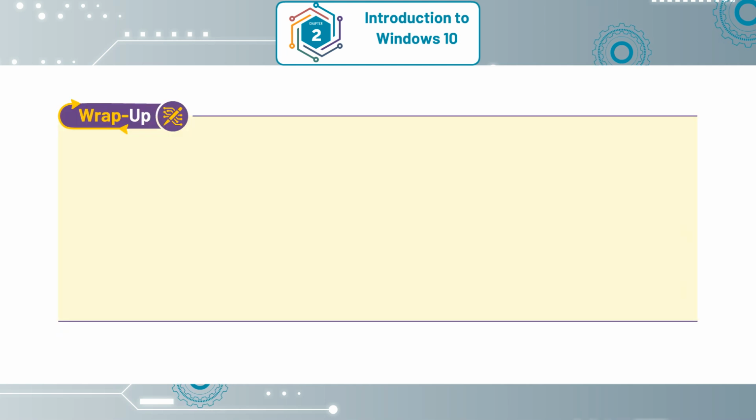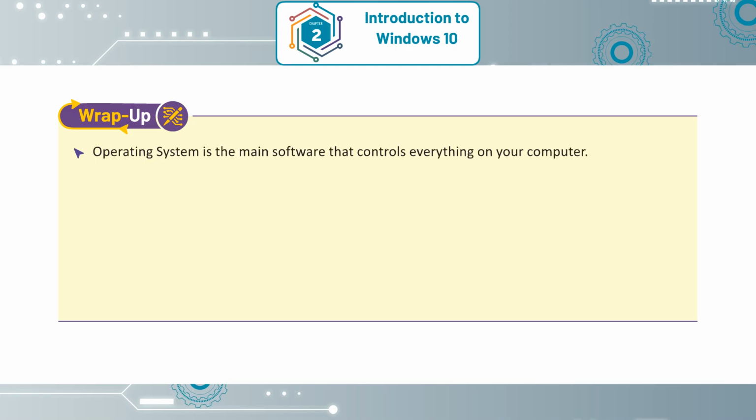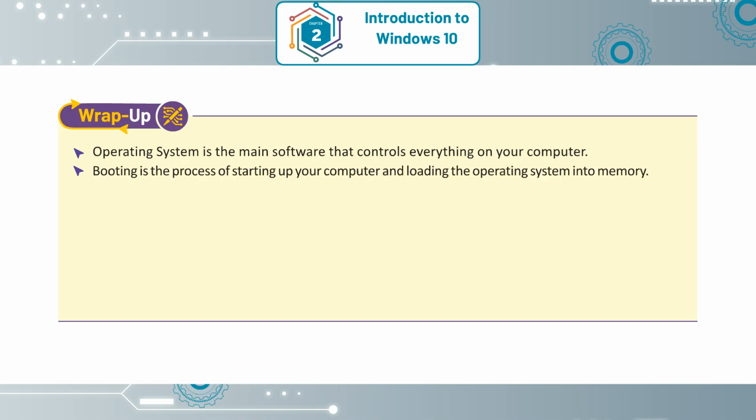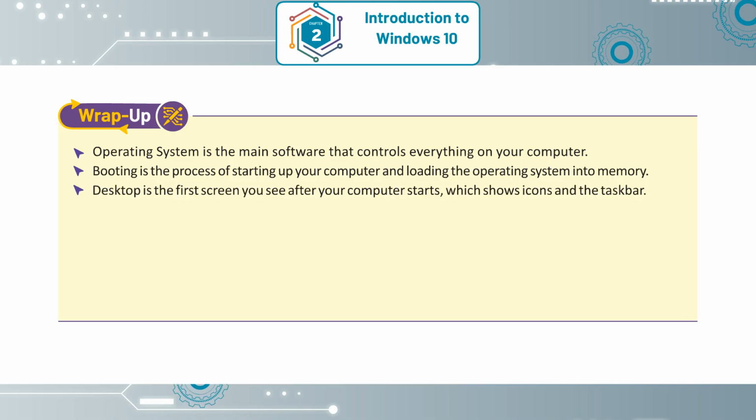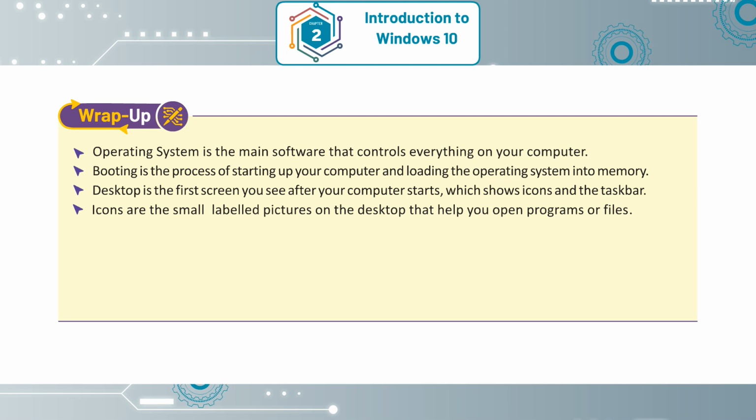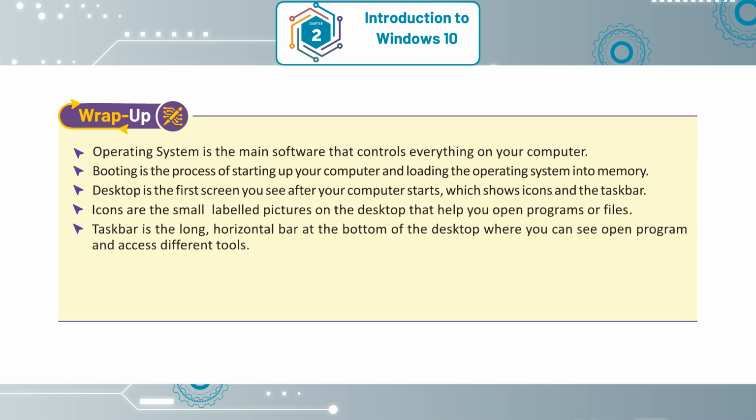Wrap up. Operating system is the main software that controls everything on your computer. Booting is the process of starting up your computer and loading the operating system into memory. Desktop is the first screen you see after your computer starts, which shows icons and the taskbar. Icons are the small labeled pictures on the desktop that help you open programs or files. Taskbar is the long horizontal bar at the bottom of the desktop where you can see open programs and access different tools.